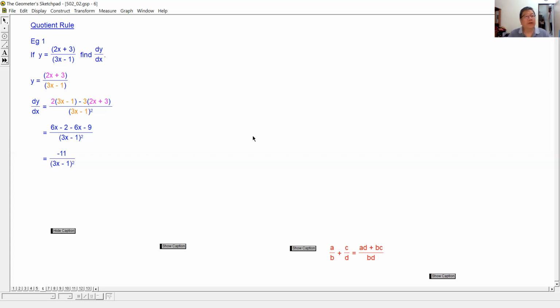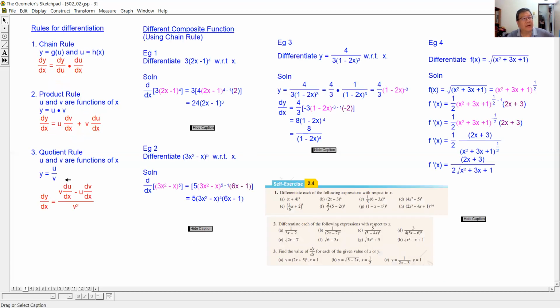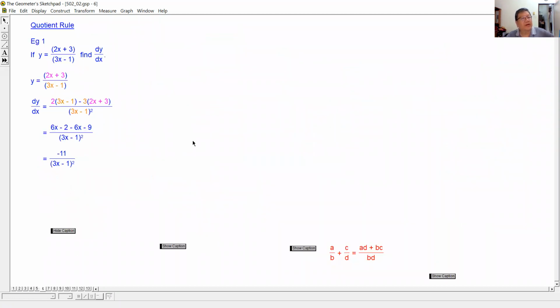Now how to use the quotient rule? In the formula, the quotient rule is like this: v du/dx minus u dv/dx, divided by v squared. Okay, but we are not going to do it like that. There are two functions, one at the top, one at the bottom. I don't have to use the words denominator and numerator all the time. When I say top, I'm referring to the function at the top. Bottom, I'm referring to the function at the bottom.